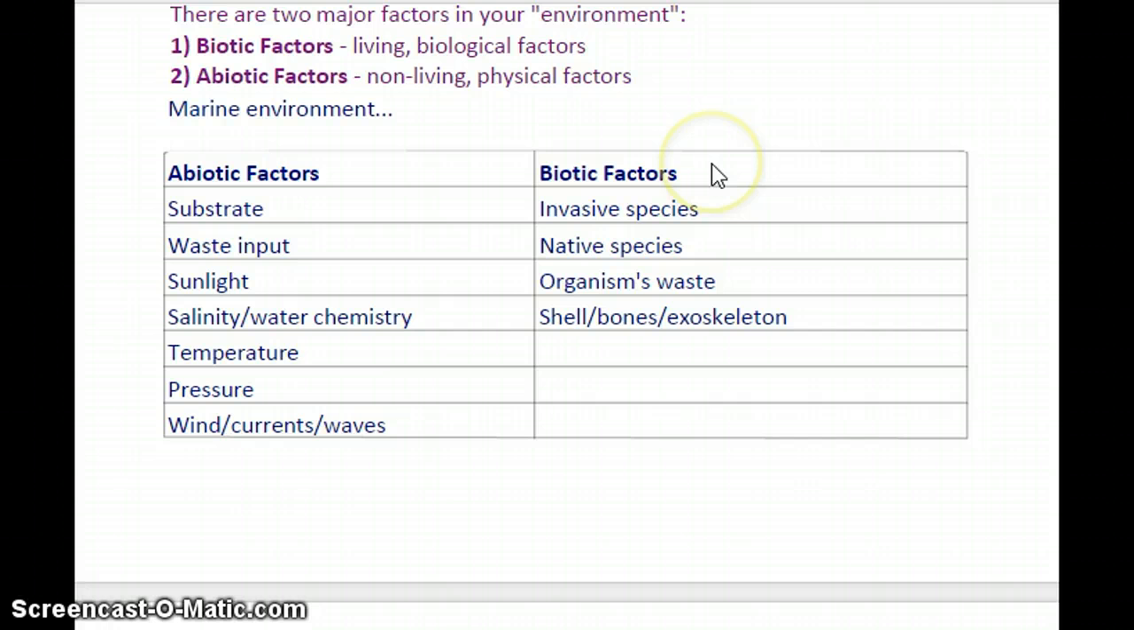Biotic factors that we see include invasive species, native species, and the waste coming from organisms. Of course, that goes into waste input as well, so there's some crossover. And the shell and bones and skeleton remains of organisms. Biotic factors are just stuff that comes from organisms or is organisms themselves, living things or their stuff.